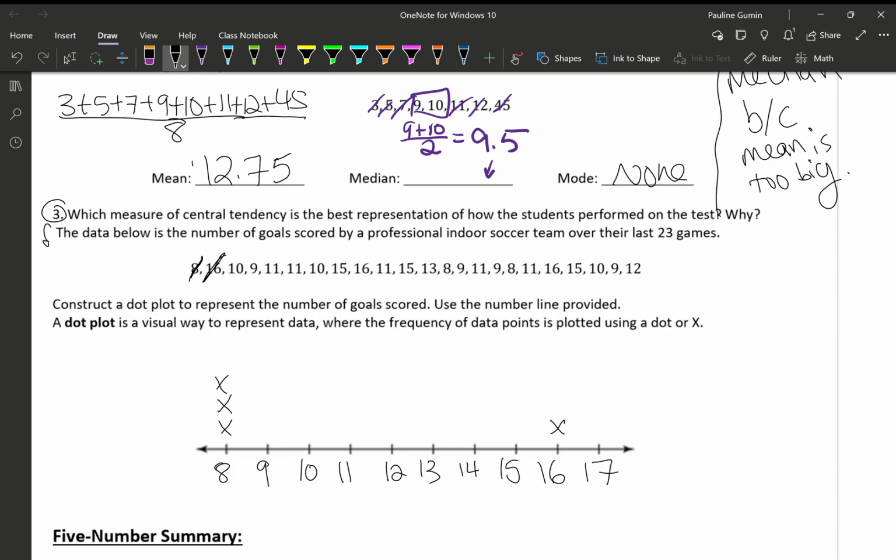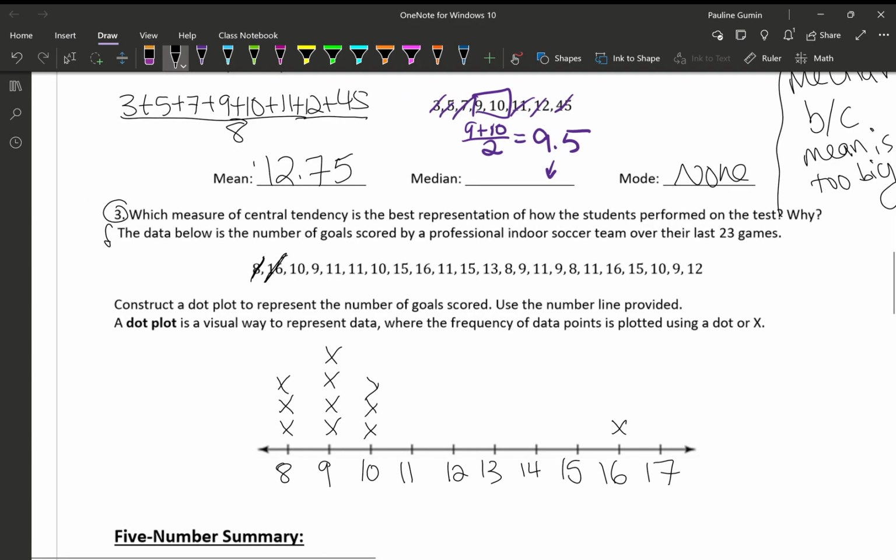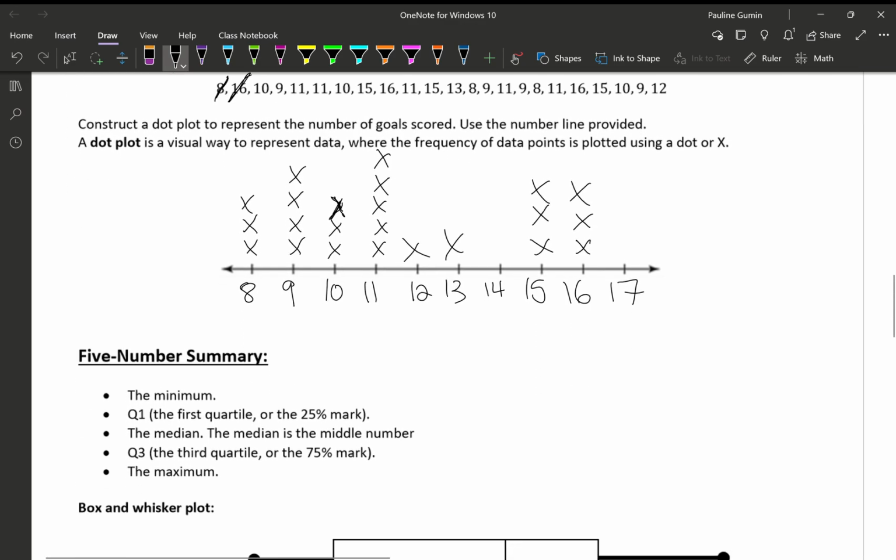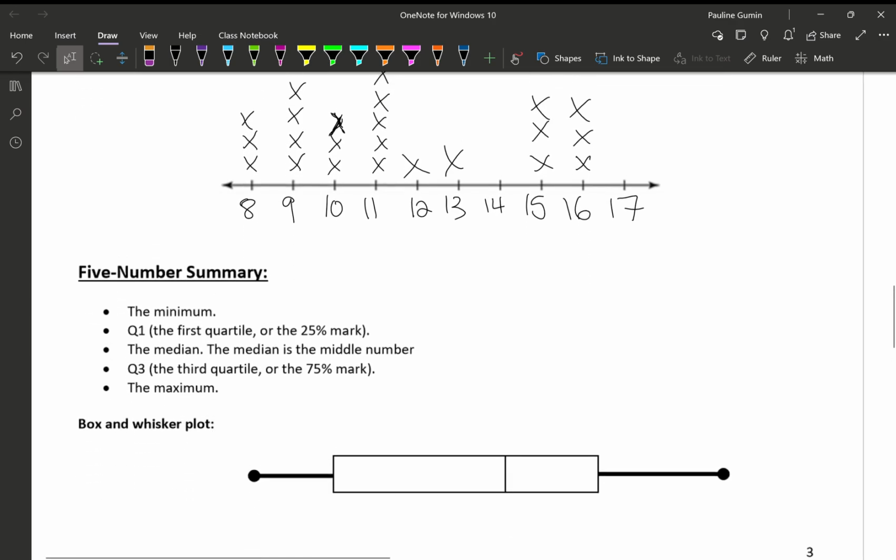You should have 3 8s. How many do we have? 4 9s. 2, 3, 4. 3 10s. Oh, and you can absolutely make actual dots here if you want instead of little X's. We have 1, 2, 3, 5 11s. 1 12, 1 13, 3 15s, and there should be 3 16s as well. So your dot plot should look like that. Pretty simple.